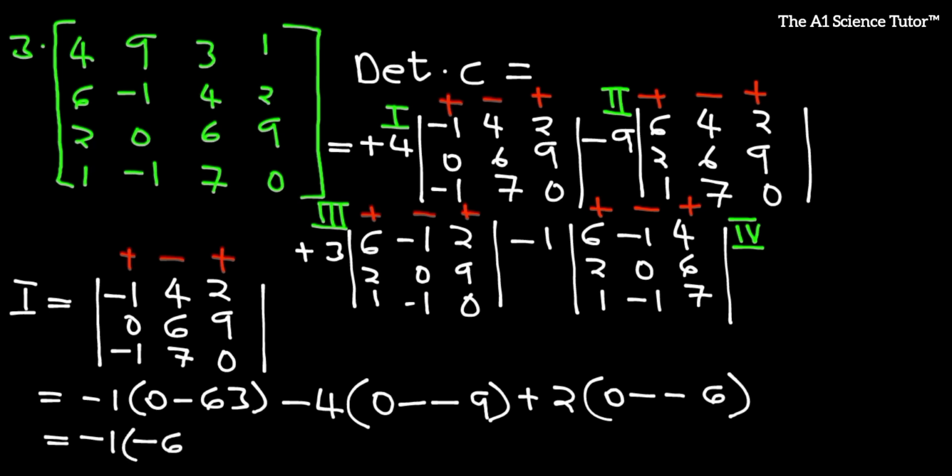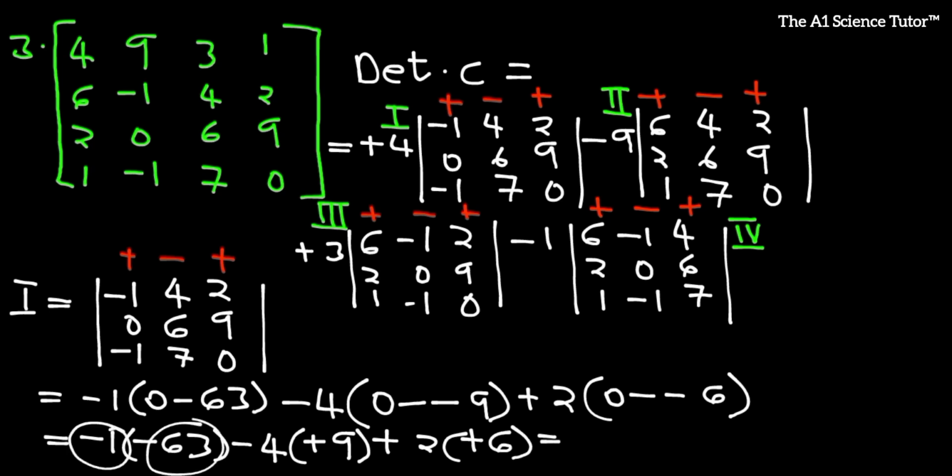Now this is going to be -63. This is going to be -4. And we have 0 minus -9. That should give us a +9. Now here we have a 2 multiplied by 0 minus -6, which gives us a +6. So this is going to be -1 multiplied by -63. So that gives us +63.